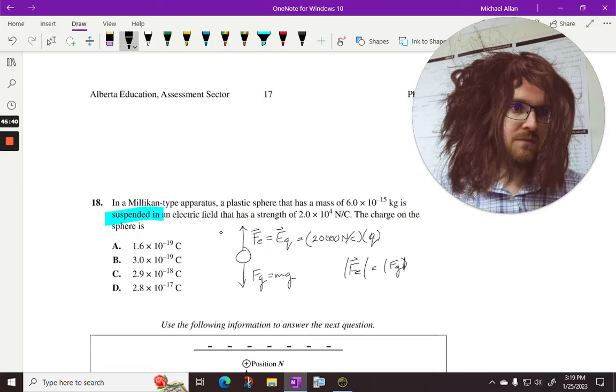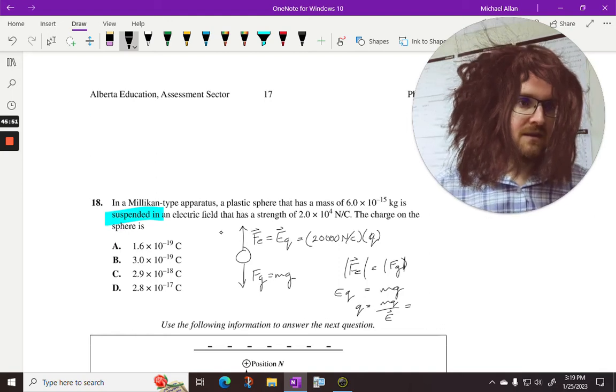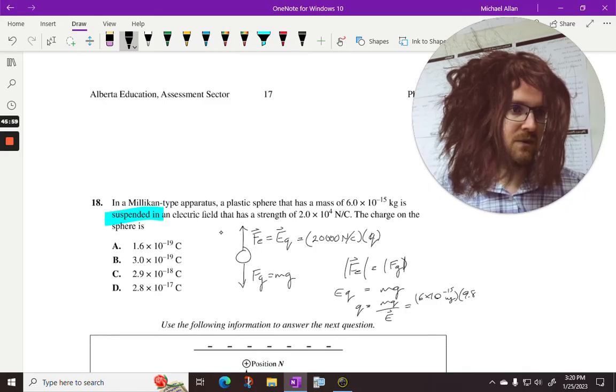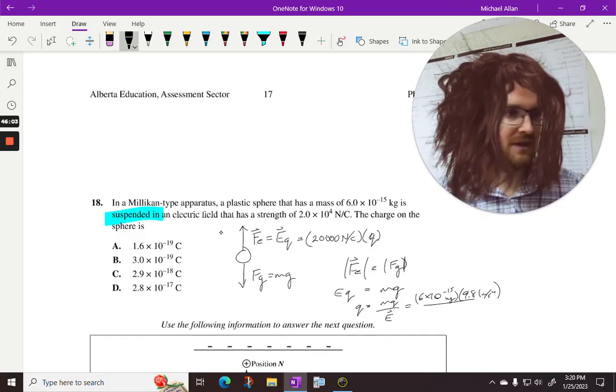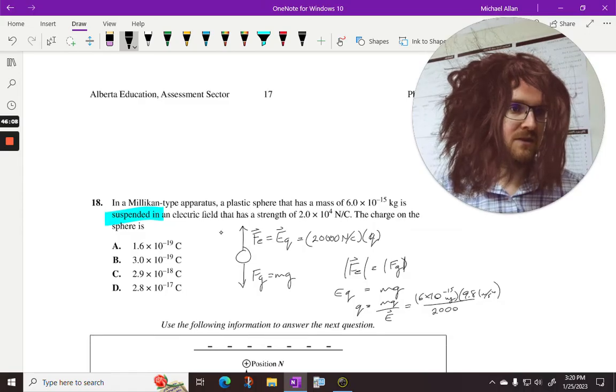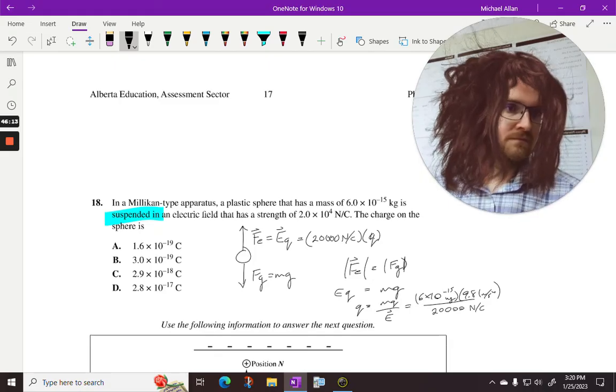So E times Q equals mass times gravity. I'm trying to find Q, so Q equals mass times gravity divided by E. We have mass, 6 times 10 to the negative 15, and gravity, 9.81 meters per second squared. It's not accelerating, so we apply newtons per kilogram, sorry. I'm going to divide it by 20,000 newtons per coulomb. Okay, let's see what we have here.